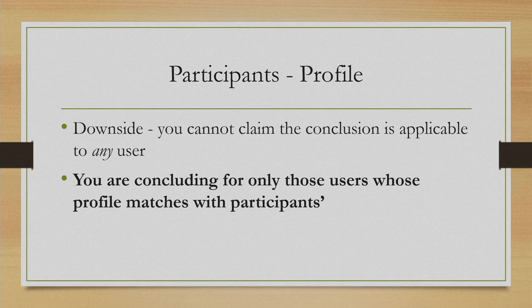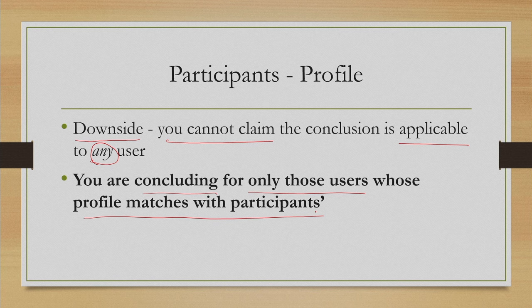So, we have chosen now a participant who belongs to the intended user group. Although they do not represent the whole group, they represent a part of the group. So, what is the downside? The major downside is that they do not represent the whole user group. So, if you are approaching your friends and asking them to be part of your experiment, then you cannot claim that the conclusions that you draw based on those experimental data are applicable to any user belonging to that intended user group. At most, what you can do? You can say that you are concluding for only those users whose profile matches those of the participants.